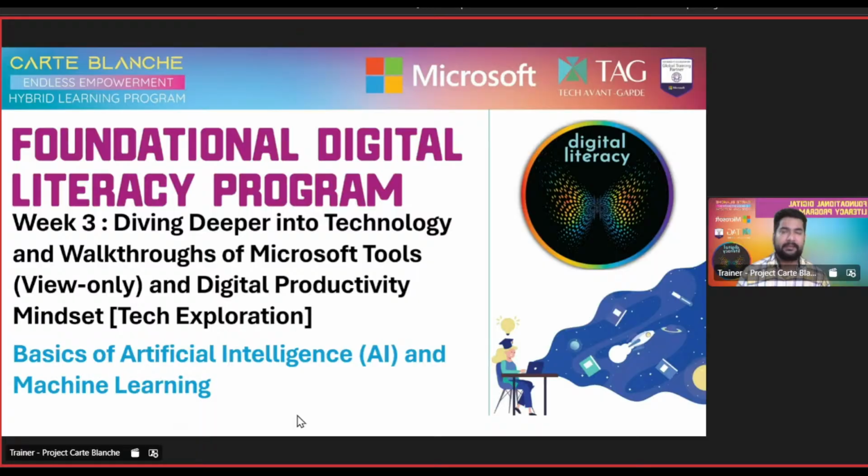Today we have a very interesting and very important session: the basics of artificial intelligence and machine learning. It is a topic very close to my heart, and I am a general everyday user of AI and machine learning. I know that for students also, in the future and today, it is very relevant if we use it responsibly.